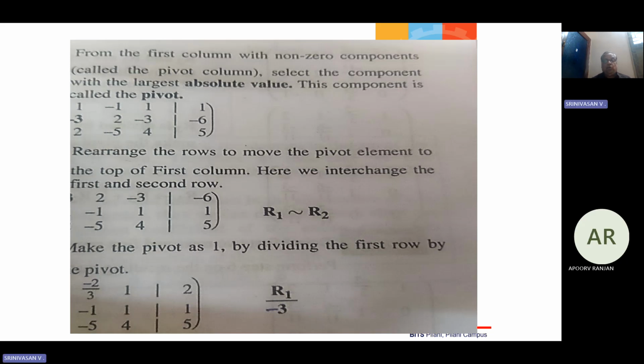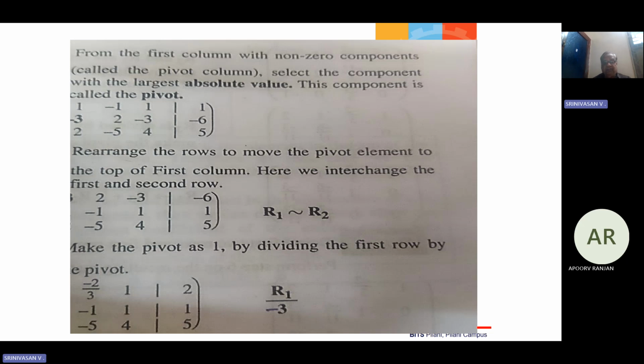So rearrange the rows. You just look at. To move the pivot element to the top of first column. So here, this is the pivot. That is absolute value. If you take absolute value, it is the largest, but don't put my +3. Whatever element is there, that is to be taken. So you are now interchanging. So rearrange the rows to move the pivot element to the top of the first column. In the sense, here we are rearranging. Just look at here, interchanging. We are interchanging. So what's happening here?